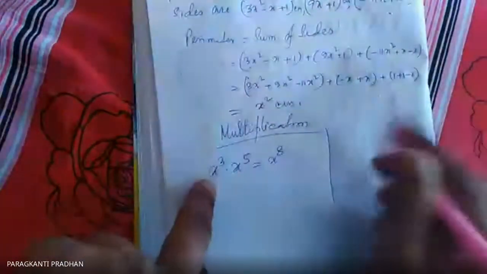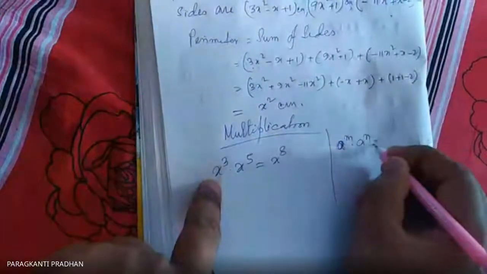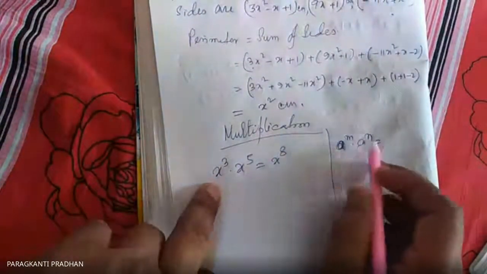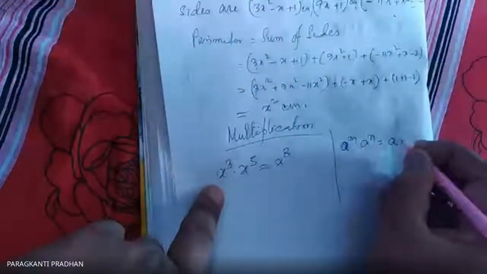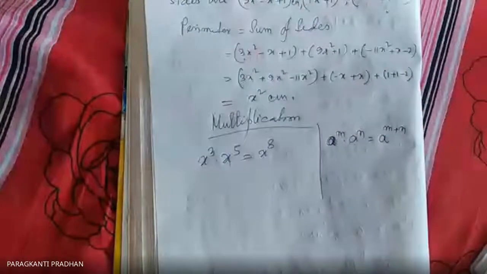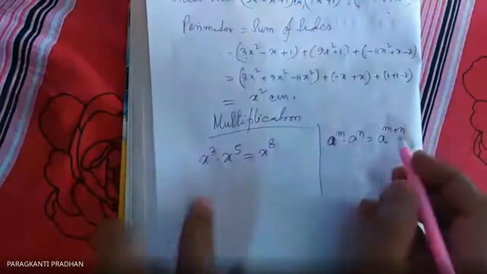Because of the exponent rule, a to the power m into a to the power n. When the base is same, this is called base, and the powers are different, in that time this will be m plus n. Is it clear? Yes, sir. So a to the power m into a to the power n is a to the power m plus n.